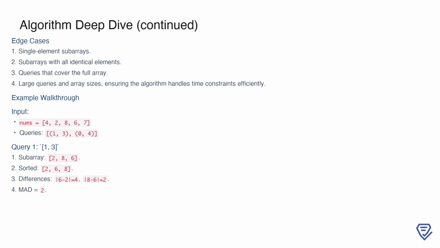The subarray extracted is 2, 8, 6, which sorts to 2, 6, 8. The differences between adjacent elements are 4 and 2, so the min for this query is 2.